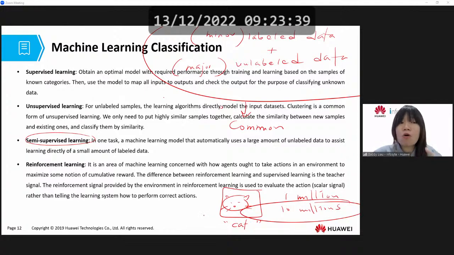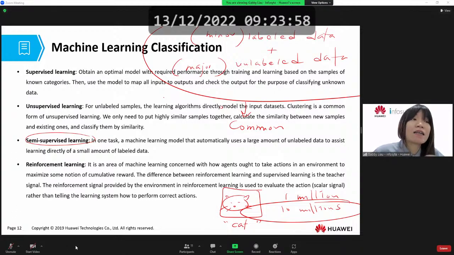So you're going to spend more time. Maybe you have to hire multiple persons to help you label the data for you. So it's very time consuming. And some of the data cannot simply be labeled by anyone. Maybe those data need to be labeled by experts, or maybe scientists.